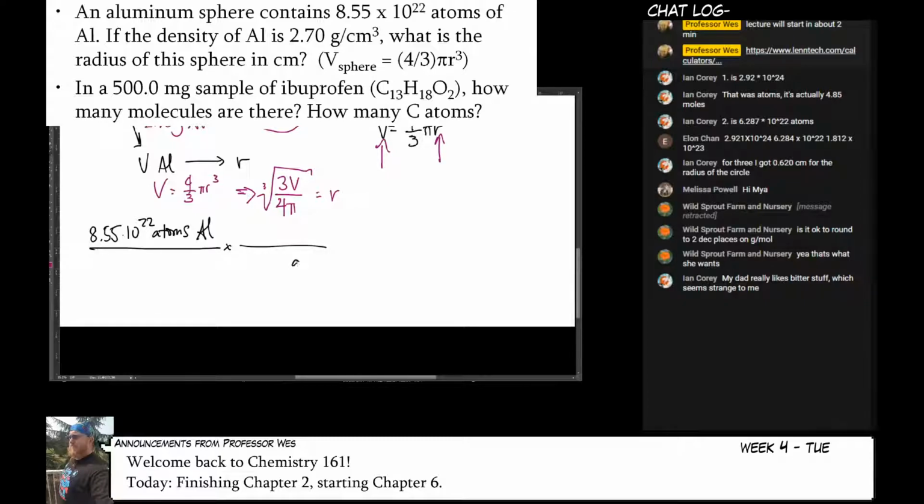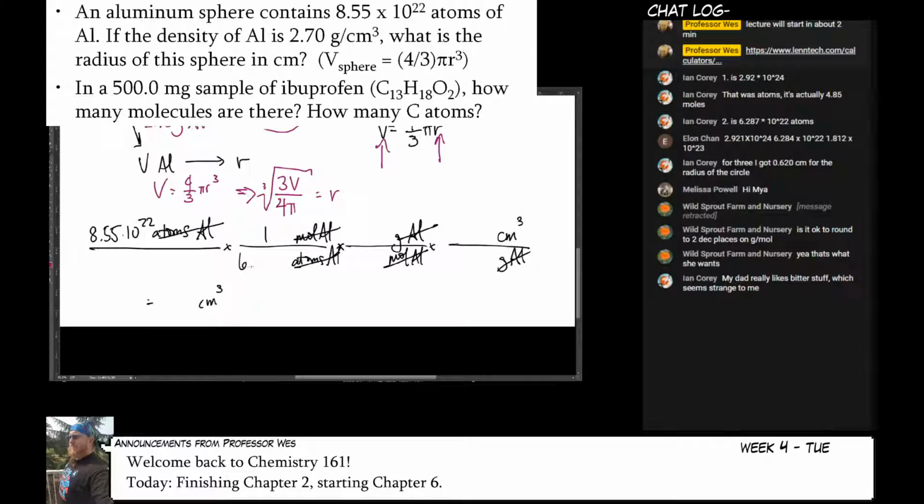All right, so I'm going to turn atoms of aluminum into moles, because I got to get rid of that. And then I'm going to turn moles into grams. And then I'll turn grams of aluminum into cubic centimeters. And so that's going to be equal to the volume, which I'm going to put over there. So let's go get those relationships.